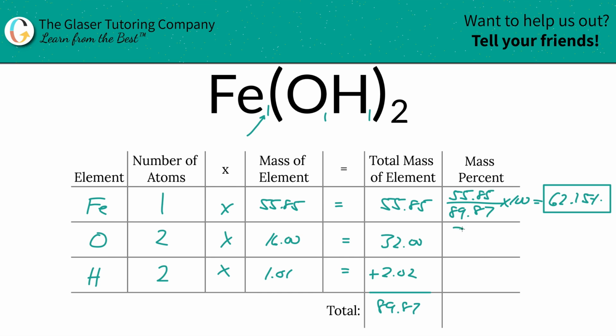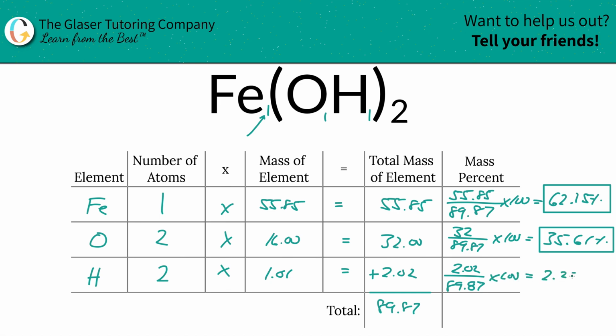Right, and then we're going to do the same thing for oxygen here. We're going to take the total mass, 32, divided by 89.87, and then all we're simply going to do is multiply that by 100. And then we're going to get our percent composition here of roughly about 35.61 or so percent. And then same thing for hydrogen. We're going to do 2.02 divided by 89.87 times 100. And we're going to get a percentage here of roughly about 2.25.